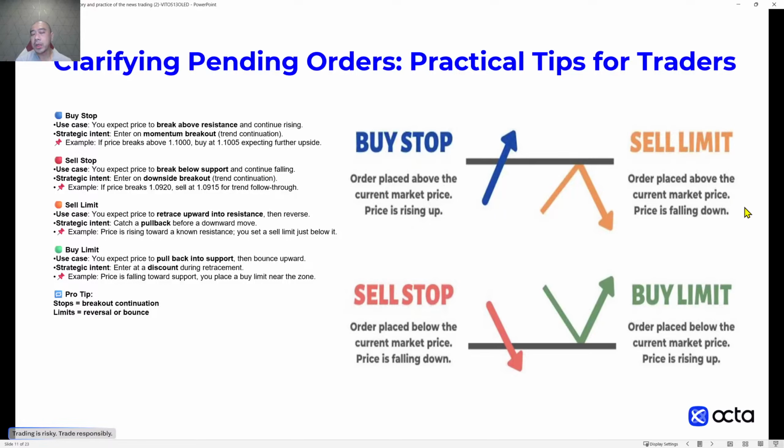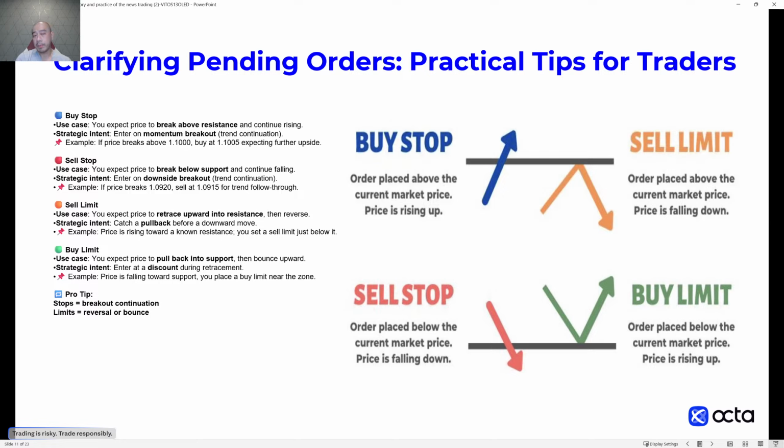I want to go through very quickly what we're going to be doing for tonight. We'll be using the buy stop and the sell stop, and we're also going to be showing you the sell limit and the buy limit. This is a very easy example to clarify what a buy stop is. The use case for a buy stop is when you expect price to break above resistance and continue rising. Your strategic intent is to enter on a momentum breakout or a trend continuation, so you use a buy stop. If price breaks above 1.1 and you expect price to go up to 1.11, for example, you'll get in at 1.10005.